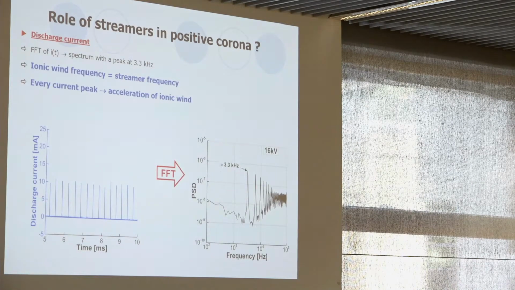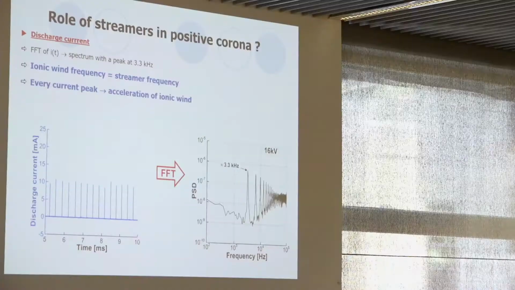We plot the FFT of the current, for example at 16 kV here, and we can see that we still have a peak at 3.3 kilohertz. So the ionic wind frequency corresponds to the streamer frequency. That means that at every current peak, so at every streamer, we have an acceleration of the ionic wind due to the space charge of the streamer.